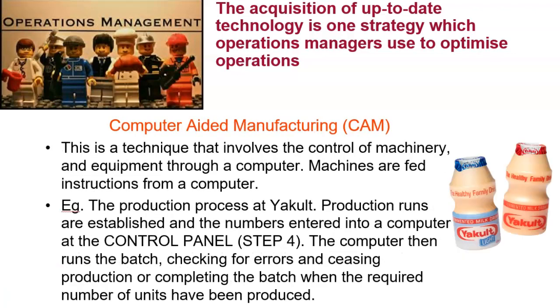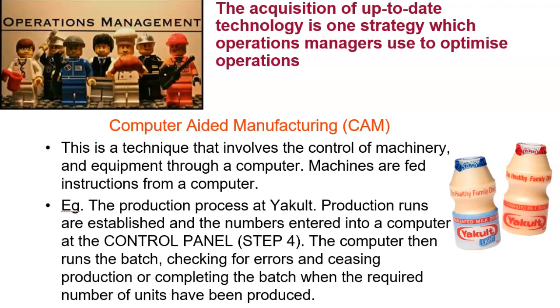Computer-aided manufacturing, on the other hand, is a technique that involves the control of machinery and equipment through a computer. So machines are fed instructions from the various computers. So you've got an automated production line that we looked at first. It's got to be controlled somehow. It's either got to be controlled by a member of your staff or controlled by a computer. So we're looking at the computer-aided manufacturing side here.